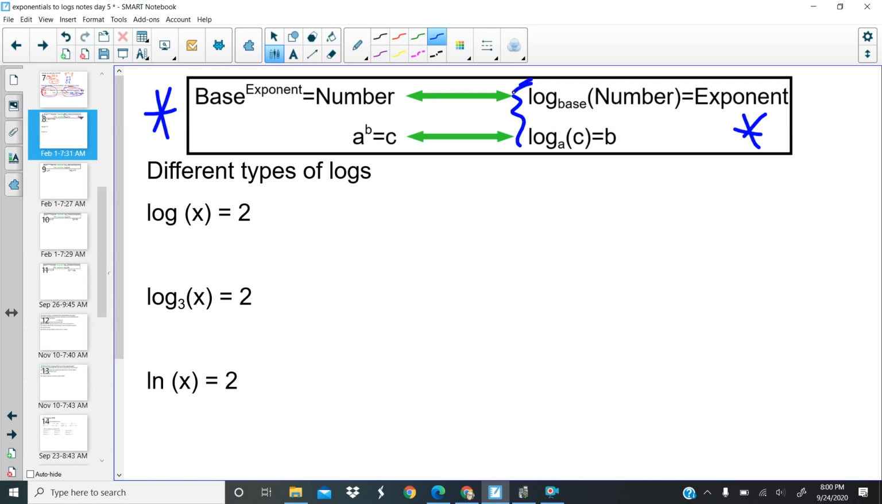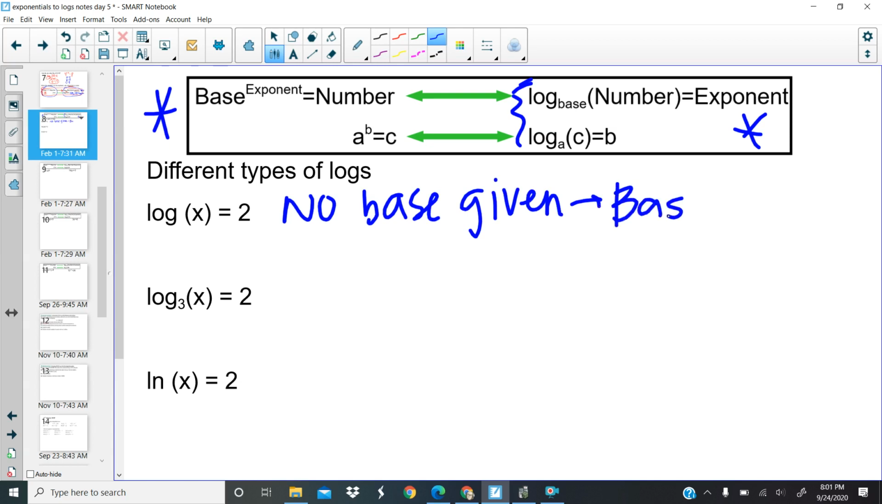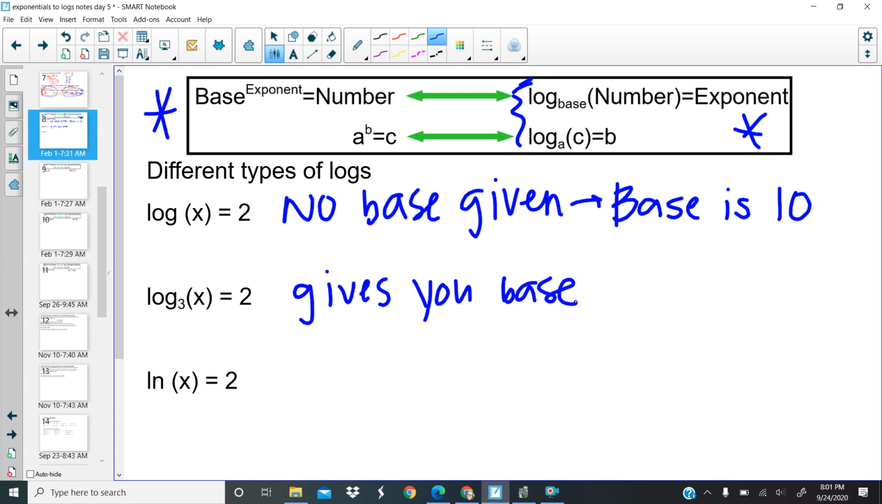There are three different ways that you'll see logarithms written. There's the first method where there's no base given. If there's no base given, that means there's automatically an implied base of 10. And then in the second form, it says log base 3 of x, so that's where it just gives you the base, and in that case, the base is 3.